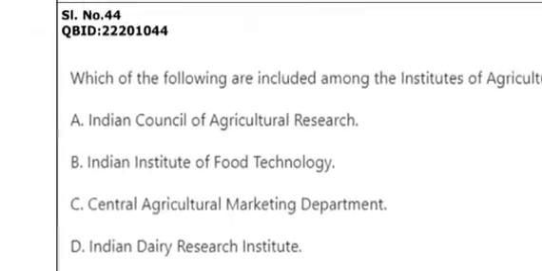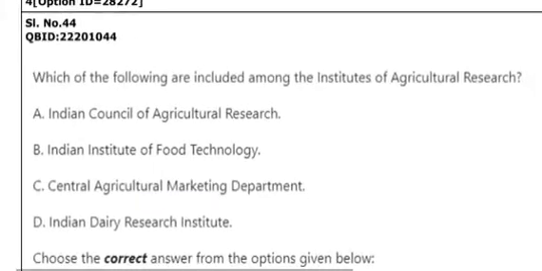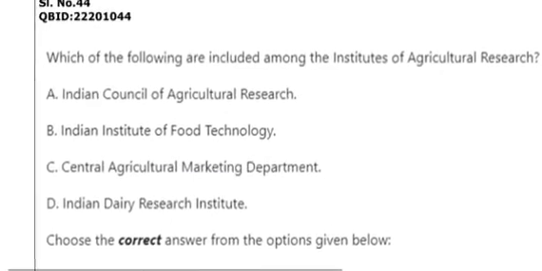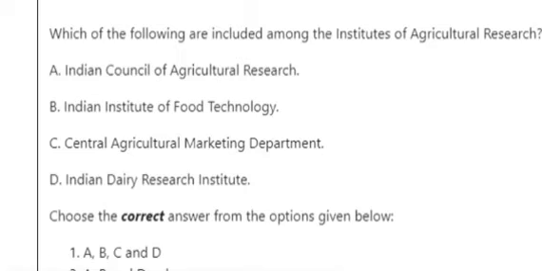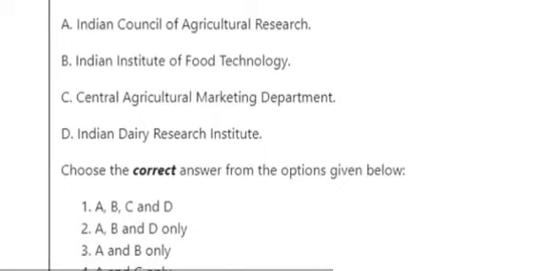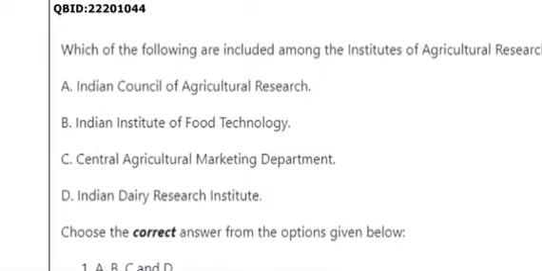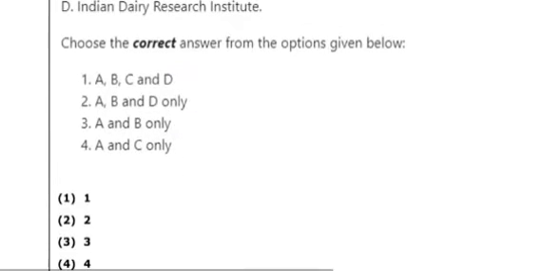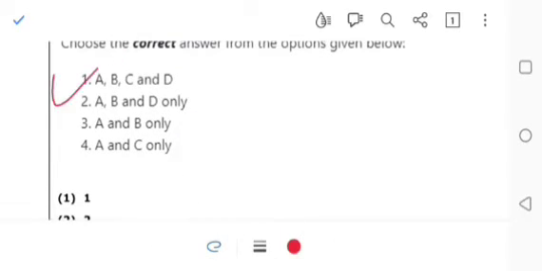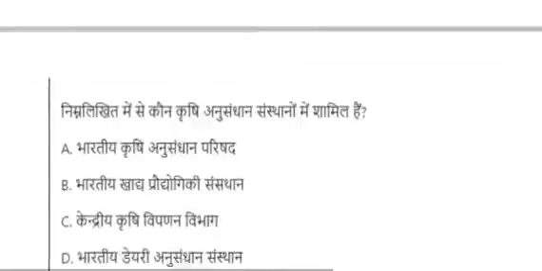44, which of the following are included among the institutes of agricultural research? Indian Council of Agricultural Research, Indian Institute of Food Technology, Central Agricultural Marketing Department, Indian Dairy Research Institute. So these are the options. Let me now go into it in detail. 44, correct option of this question, all are correct. That means A, B, C and D.